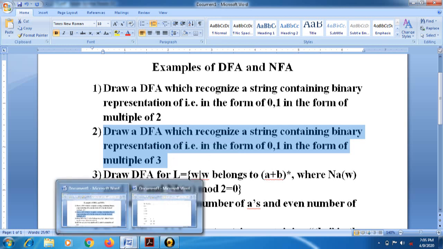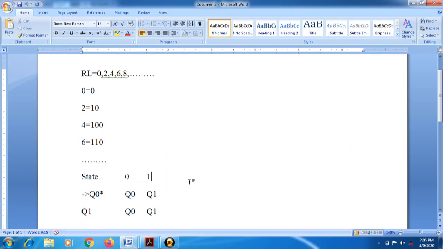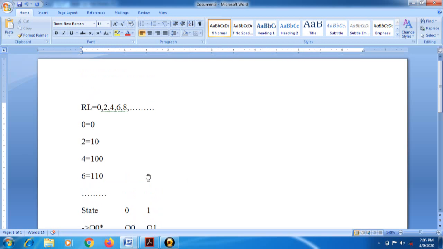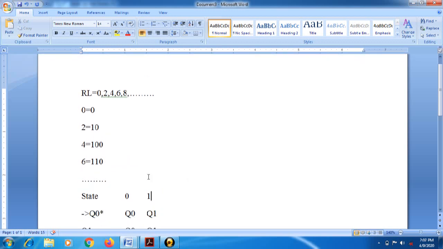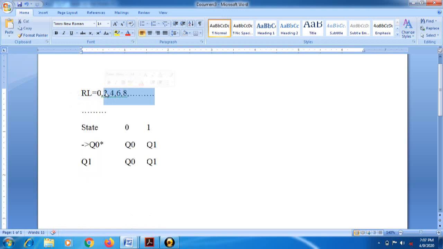So right now we have seen how to write it for multiples of 2. Now we are going to see for multiples of 3. So we will consider it as a regular language: 0 is there, then 3, 6, 9 and so on.